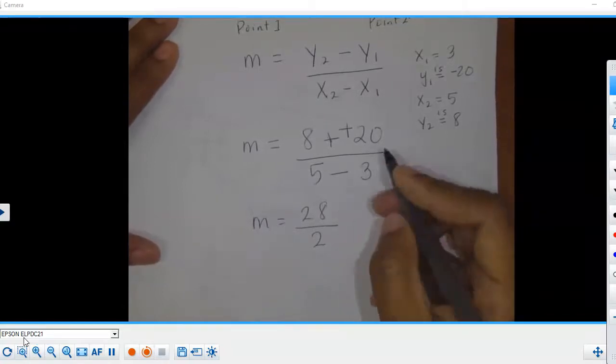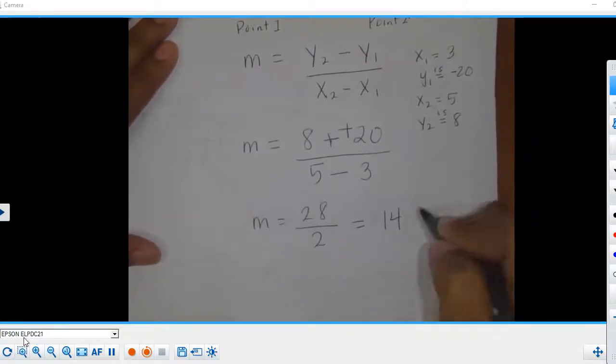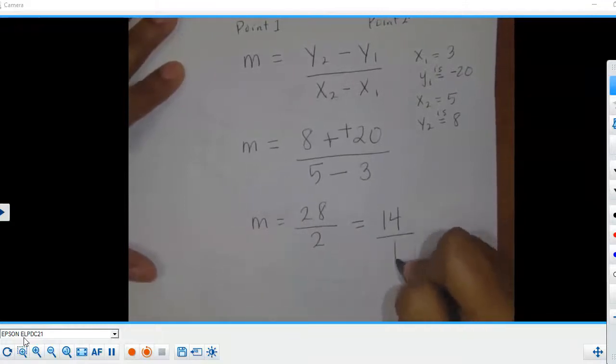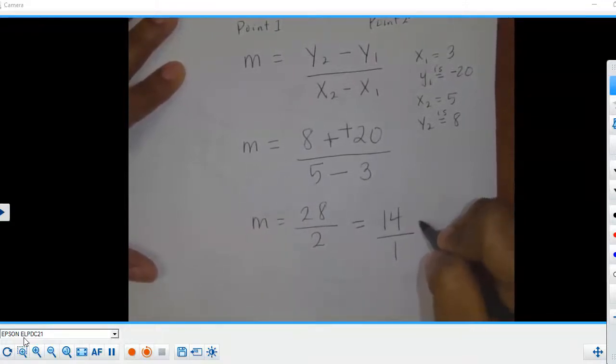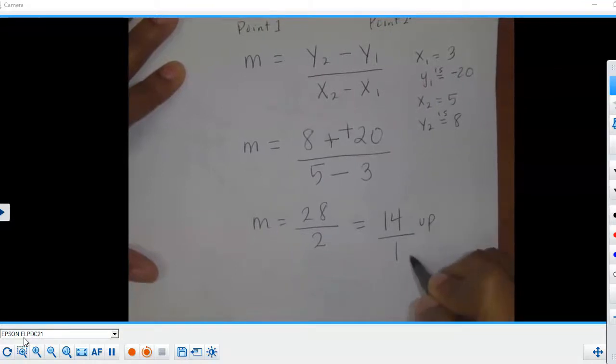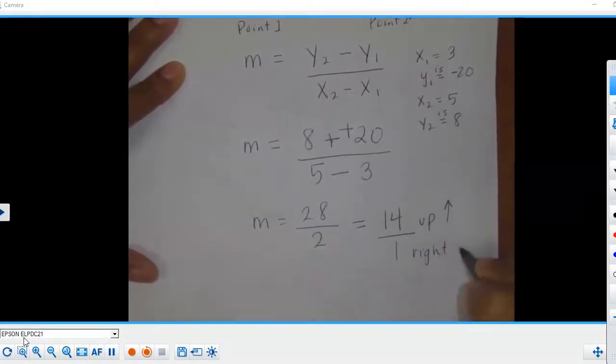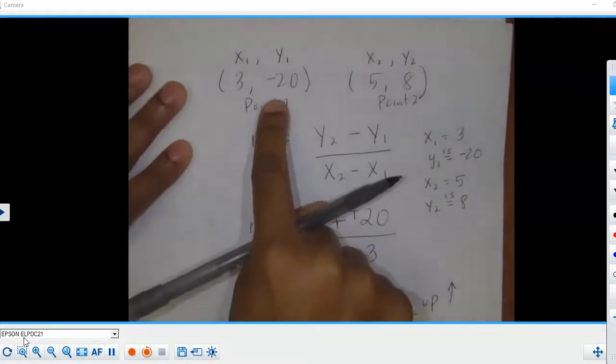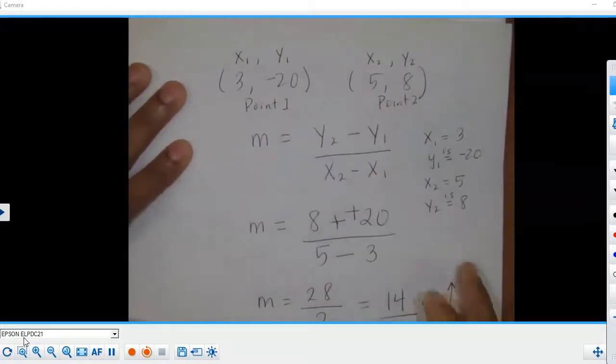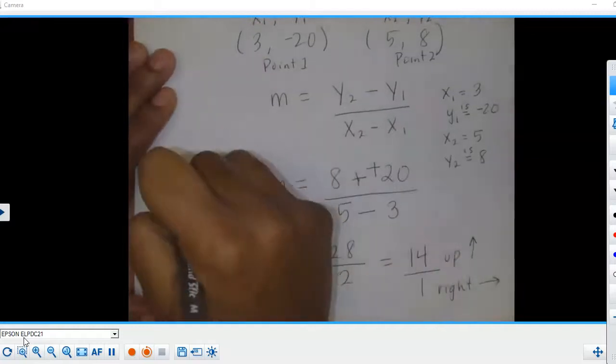And this, when you divide it, is 14. And so that's the address. That I'm going 14 units up and 1 unit to the right. So again, that's how I move from this point to this point. That is, again, I told you, slope is the same as an address.